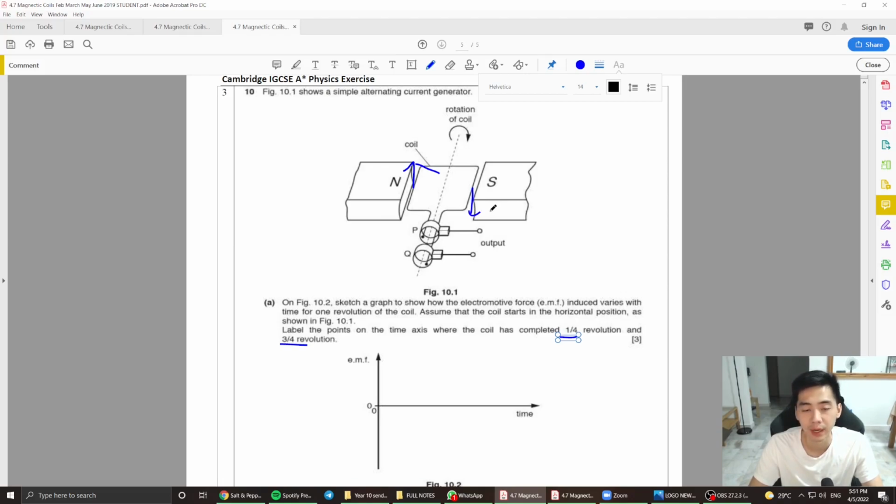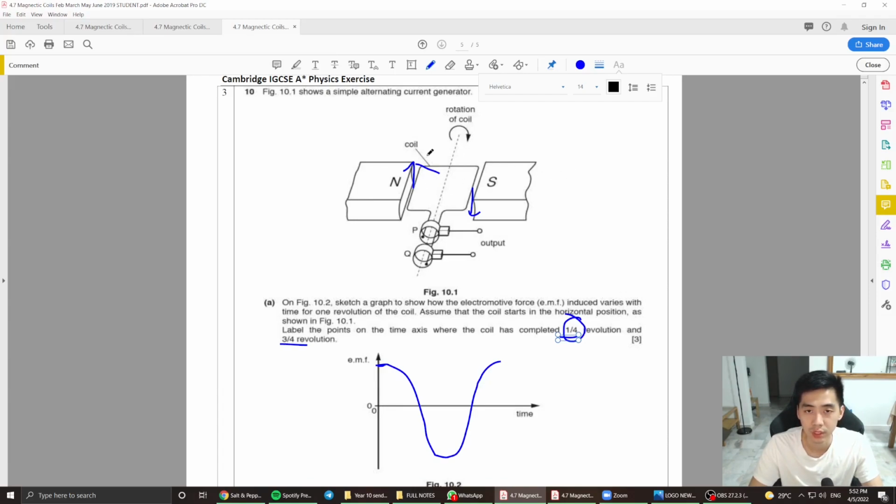Now, if the coil is starting at a horizontal position, at this instance here, it actually moves perpendicularly against the magnetic field, right? And if it's moving perpendicularly against the magnetic field, what's going to happen is EMF will be at the maximum here. Then EMF will start to drop here and then come back here, right? Every quarter rotation means to say 90 degrees.